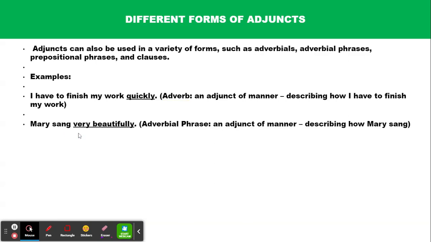Let's look at other examples. Mary sang very beautifully. Now, the grammatical structure very beautifully is an adverbial phrase. So, in the first example, we have an adverb constituting an adjunct of manner. And then in the second example, we have an adverbial phrase constituting an adjunct of manner as well. Very beautifully describing how Mary sang. Mary sang beautifully. Okay.